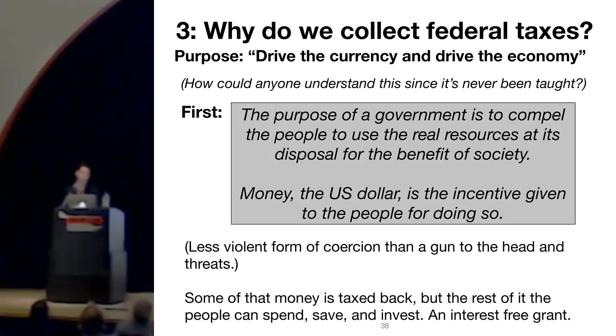The purpose of a government is to compel the people to use the real resources at its disposal for the benefit of society. And money, the US dollar, is the incentive that the government gives to the people for doing so. Money is a less violent form of coercion than a gun to the head or threats. So some of that money is taxed back, but the rest of it, the people get to do whatever they want with. There are no strings attached. It is an interest-free grant.